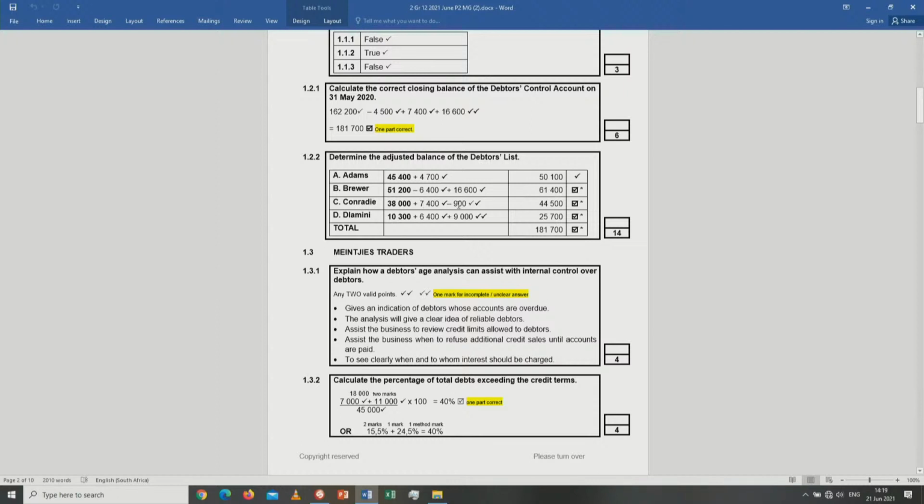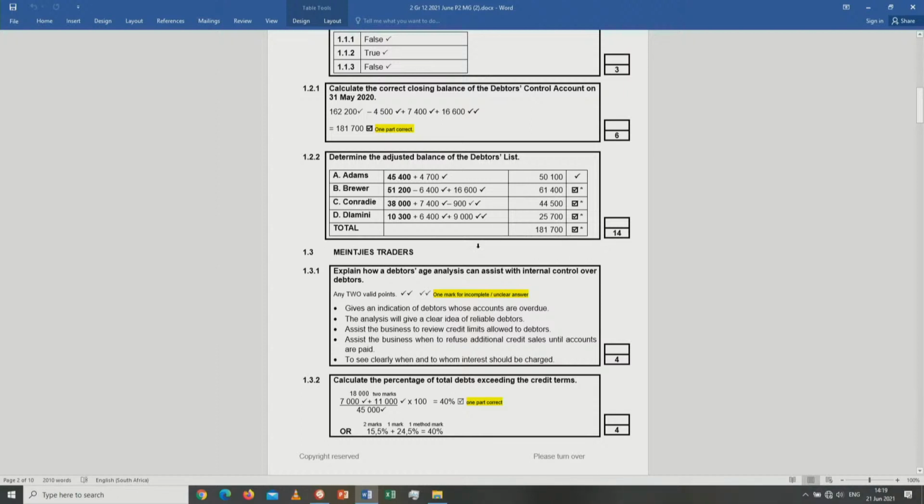38,000 for Conradi, the 7,400, 1 mark, minus 900 gets 2 marks because it was a calculation, and then the 44,500 is a method mark if he earns 1 mark on that side. Lamini, plus 6,400, the 9,000, 2 marks there, and then the 25,700, 1 method mark. For adding up here, he gets a mark even if the answer is not 100% correct, right? Made a mistake somewhere, but he's picking up a mark, then you can give him the method mark there.